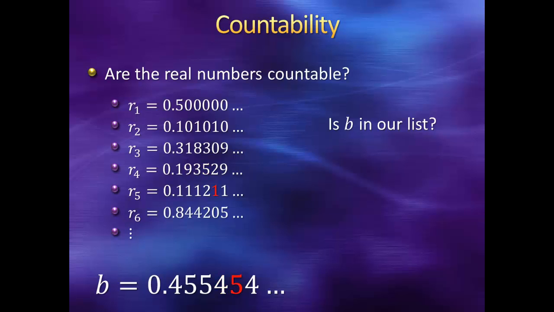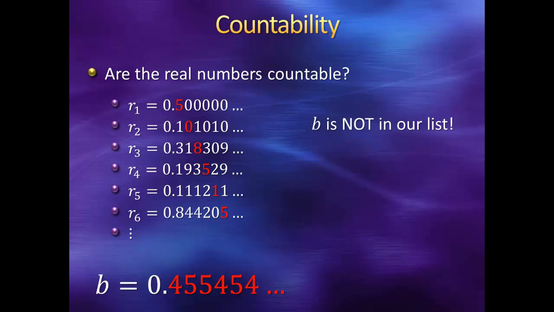Uh-oh, we've got a problem here. No matter what n we pick, b can't be the nth number, because it has to be different in the nth digit. So it would seem that b isn't in our list. But what does that mean? Well, since b is a real number that isn't in our list, it means that our list doesn't contain all the real numbers between 0 and 1.